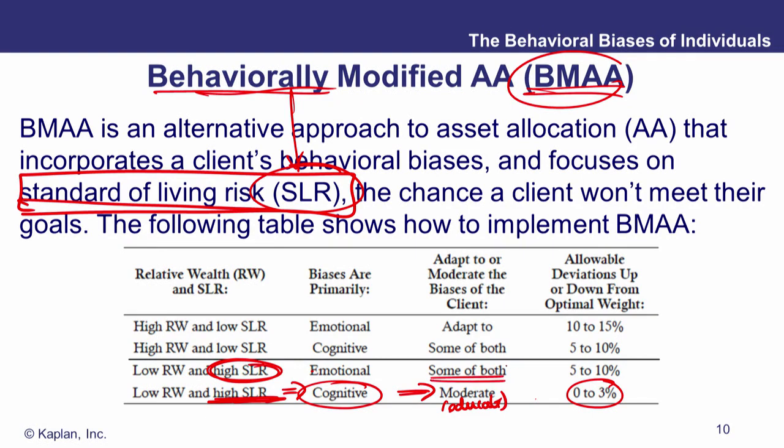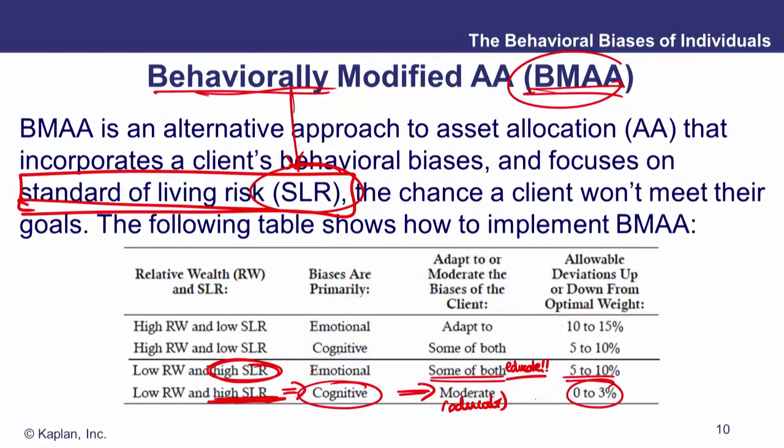Now look, if you've got emotional biases and there's a high standard of living risk, you do need to try and educate. Do try and educate, all right, as much as you can. It might not be massively successful, but do try and moderate the biases as much as you can. There might be bigger deviations required from the theoretical optimal portfolio, but do try and educate.